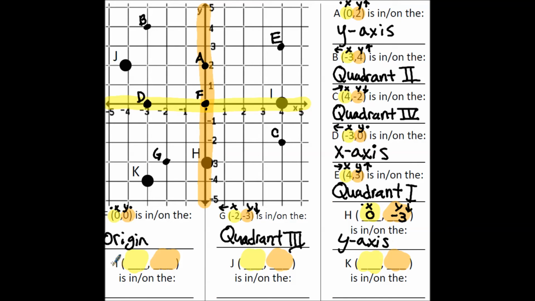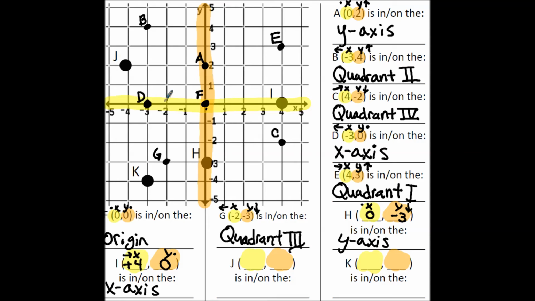Our next point is point I, and we are going to look for point I on the coordinate plane. We went to the right 4, and then we stayed in the center, so that's going to be a positive 4 for our x-coordinate. Then we didn't move up or down any, so our y-coordinate is going to be a 0. And point I ends up being on our x-axis.